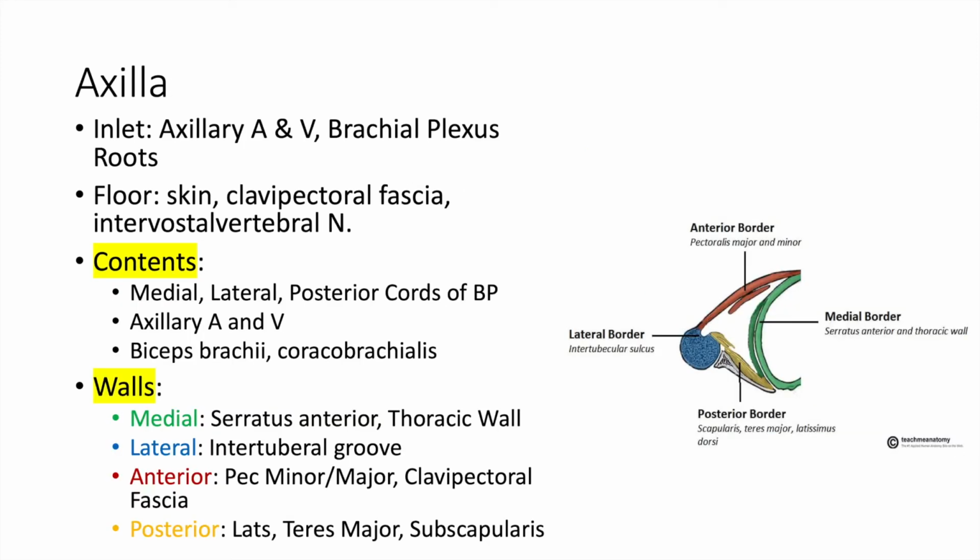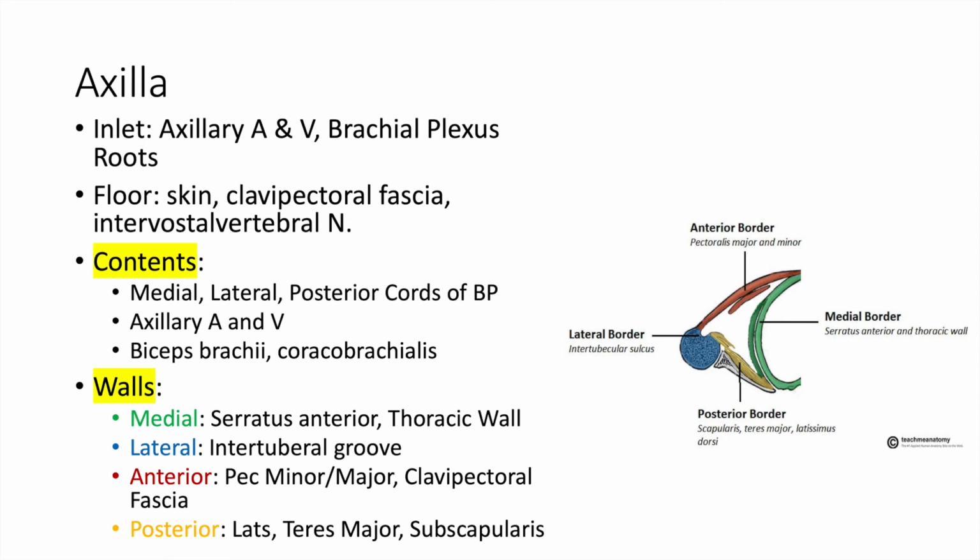Okay, so the axilla. You need to know the borders of the axilla, so that's our armpit. So our inlet is the axillary artery and vein, as well as our brachial plexus roots. The floor would be our skin, our clavipectoral fascia, and the intercostobrachial nerve. The contents are going to be our medial, lateral, and posterior cords of the brachial plexus, axillary artery and vein, biceps brachii, and coracobrachialis.